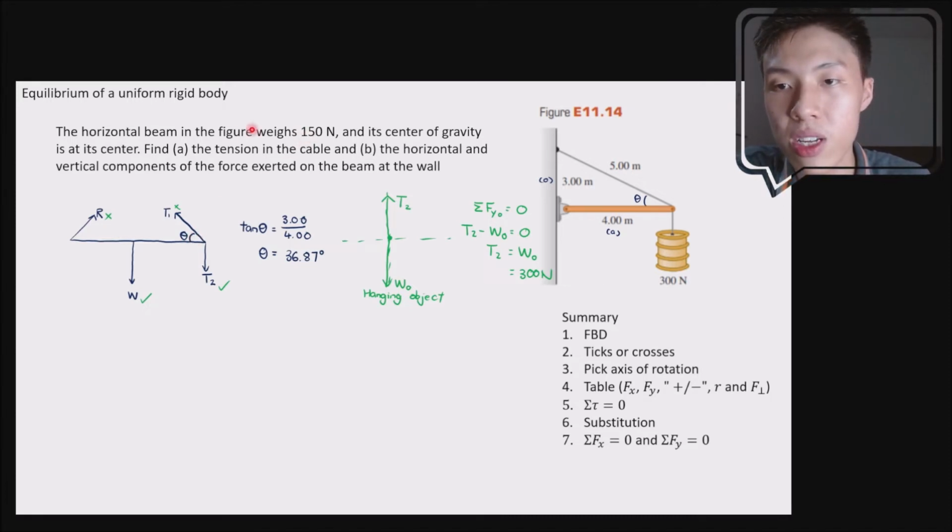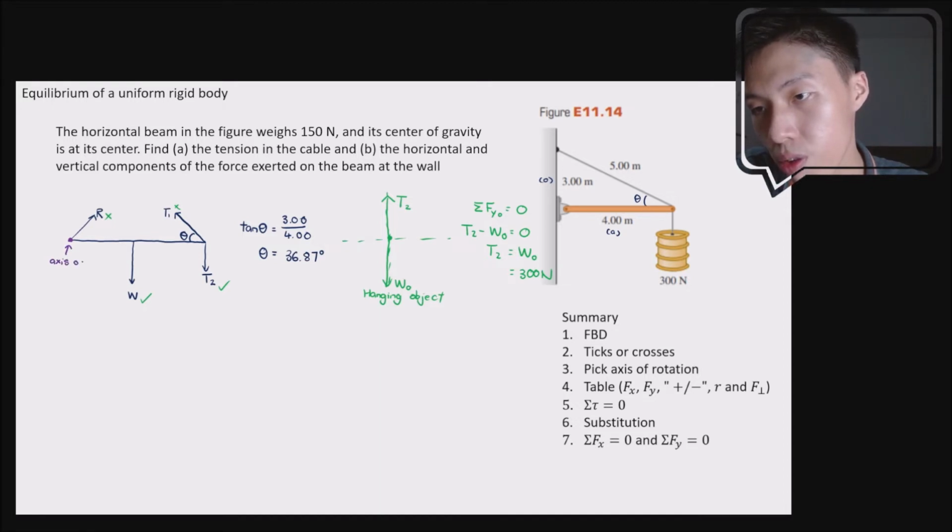In this question, they ask for the tension and they ask for the horizontal and vertical components of the force. So actually, both of these we are interested to find the value. But if we solve it step by step, then we should start with solving the tension, right? That means we are more interested in the tension right now because that's question A. We are less interested in the reaction force over here. So we should put our axis of rotation at the point which has an unknown that we are currently not interested in. Because of that, we will pick this point over here as our axis of rotation.